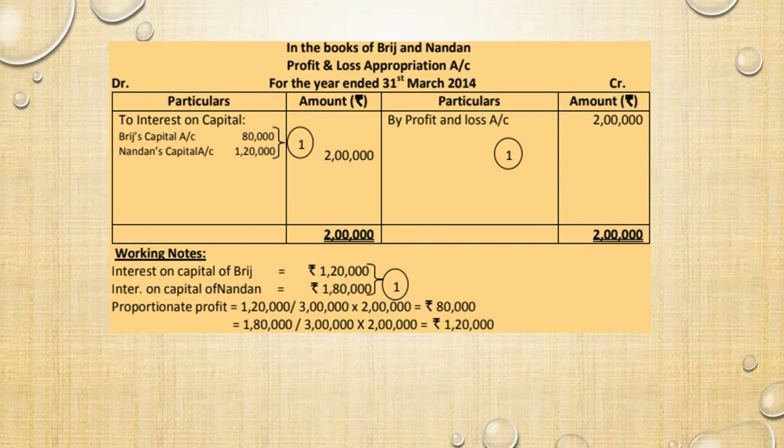By the way, this is also a board exam question. You can see that circles there with one, that is actually the marks allotment. Okay, so let us see the solution.